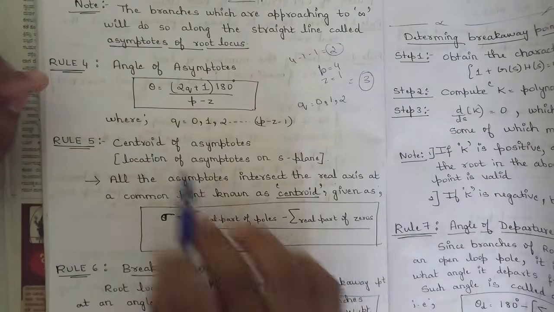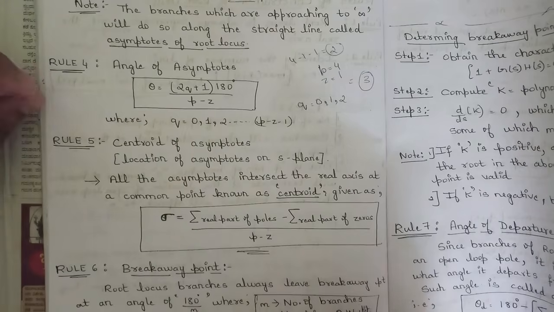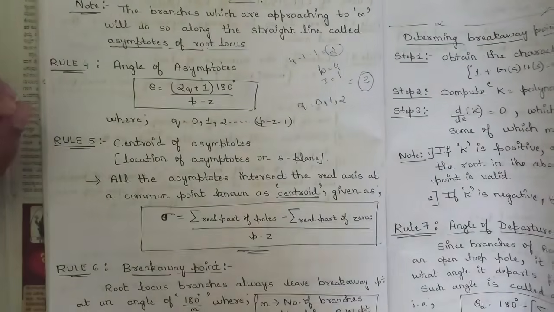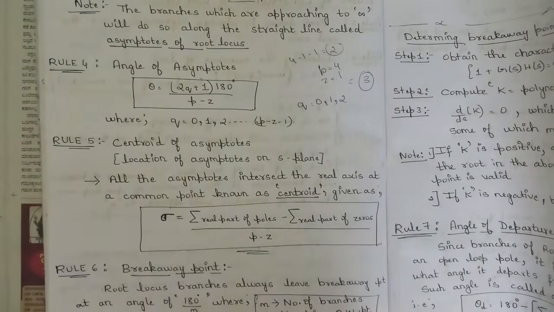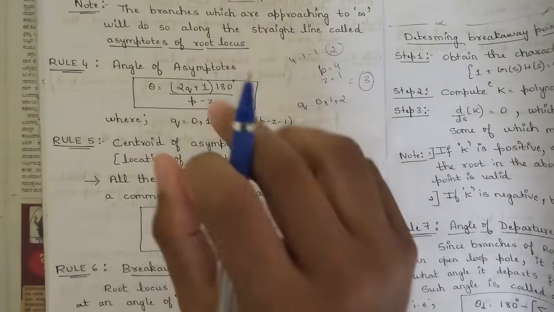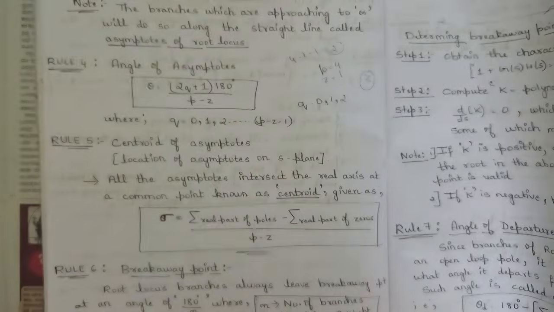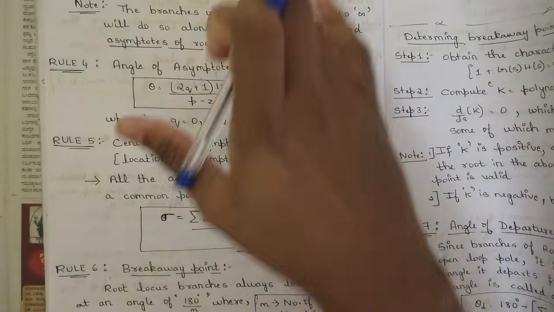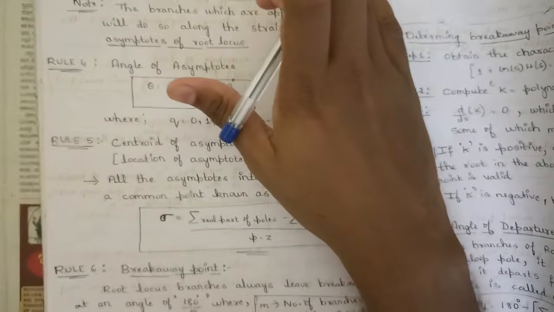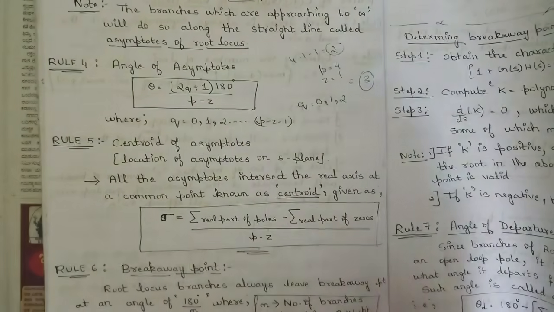So rule 5, that is the centroid of asymptotes. Centroid means from that point we would be drawing the angle of asymptotes. So how do we calculate that centroid? From that particular point in the graph, we would calculate the centroid first, and from that point we are going to draw the angle of asymptotes. Those angle of asymptotes are made from the straight lines, that is, the number of asymptotes. So see how these three are interrelated.